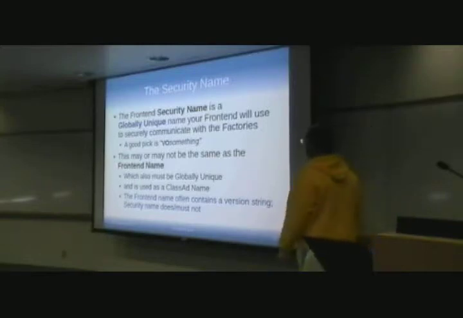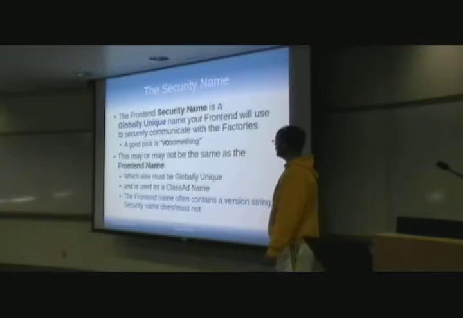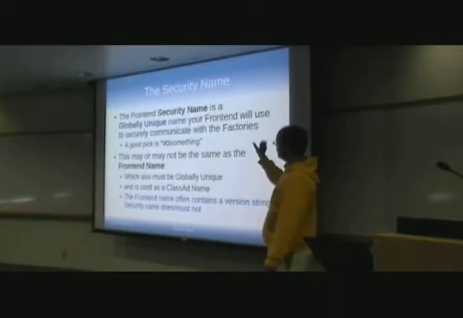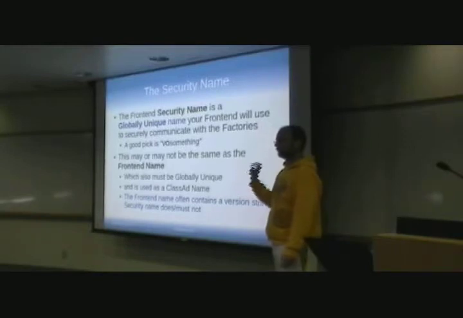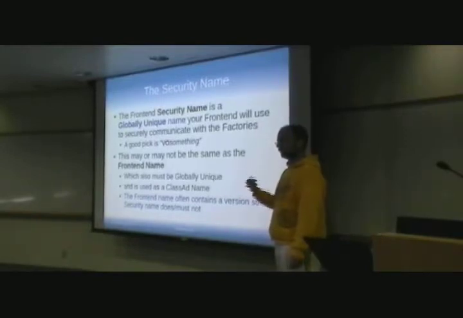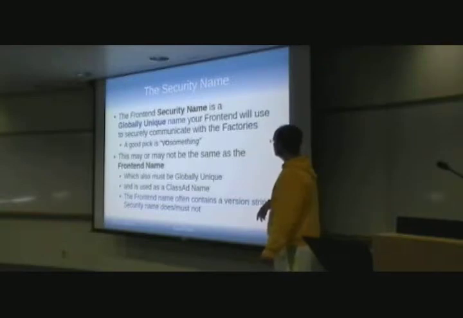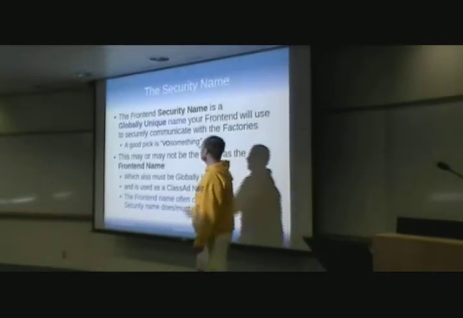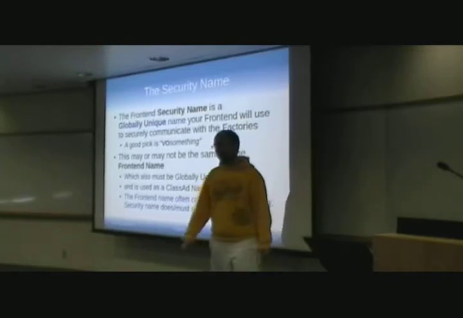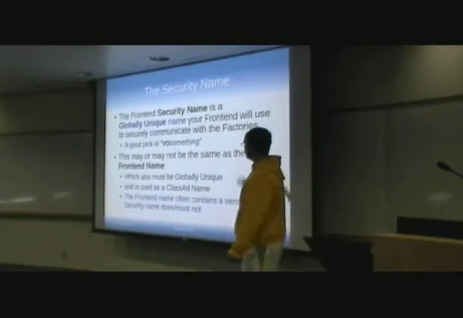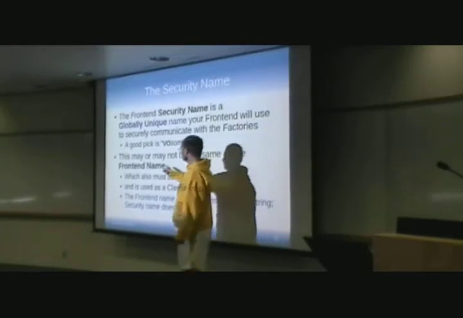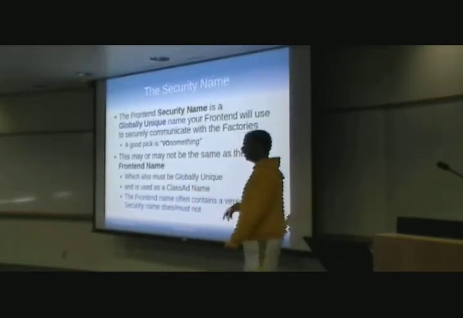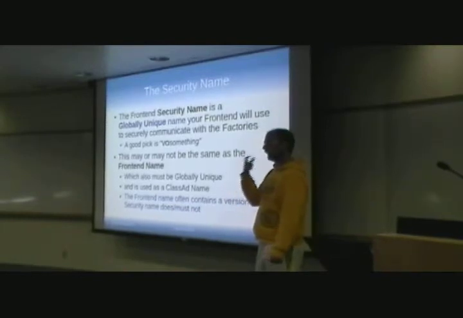Now, the security name is another piece of information that you have to pick. This must be globally unique, at least across the factories, because each front end will have a unique security name, and it will be used in the security protocol between the factory and the front end. Pick something that is VO something, and you're pretty sure it will be globally unique. This may not be the same as the front end name, which also must be globally unique, because this is what gets in the class ads in the protocol when it talks to the factory.